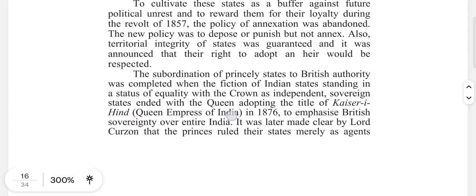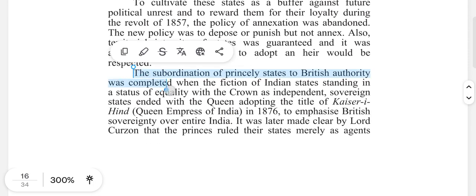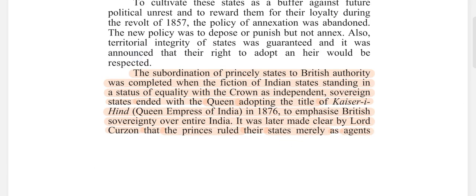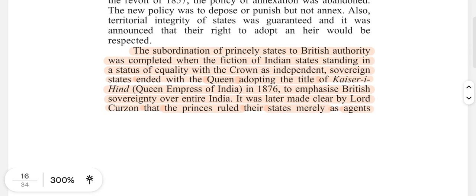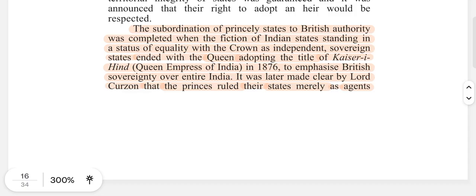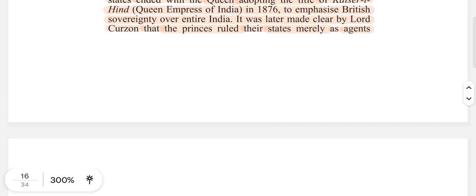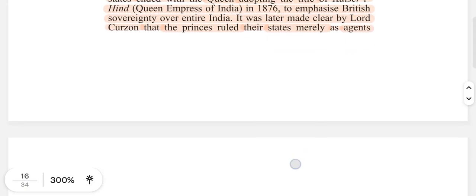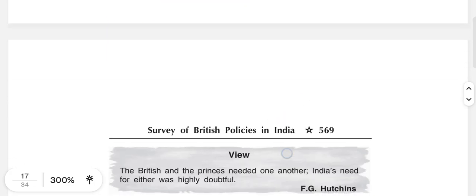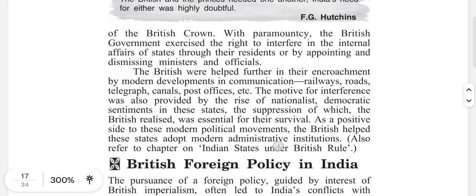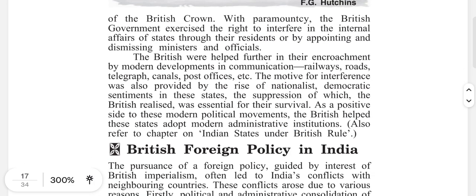The subordination of princely states to British authority was completed when the fiction of Indian states standing in a status of equality with the Crown as independent, sovereign states ended, with the Queen adopting the title of Kaiser-i-Hind, Queen Empress of India, in 1876, to emphasize British sovereignty over entire India. It was later made clear by Lord Curzon that the princes ruled their states merely as agents of the British Crown.